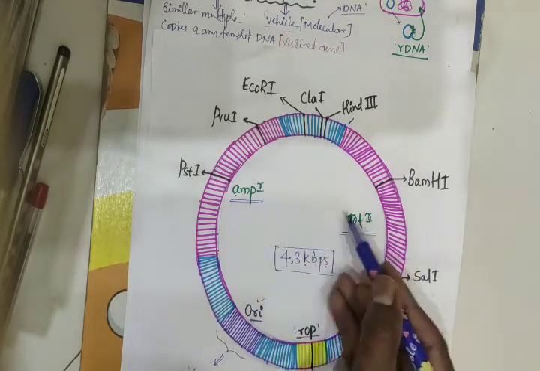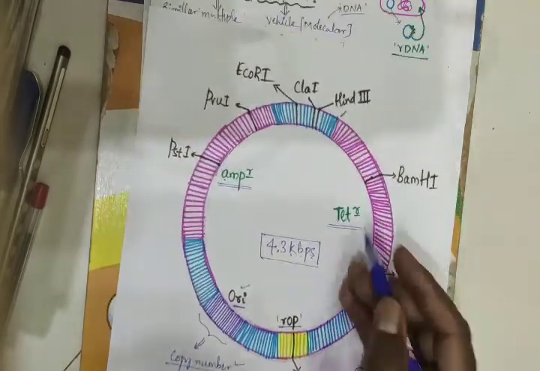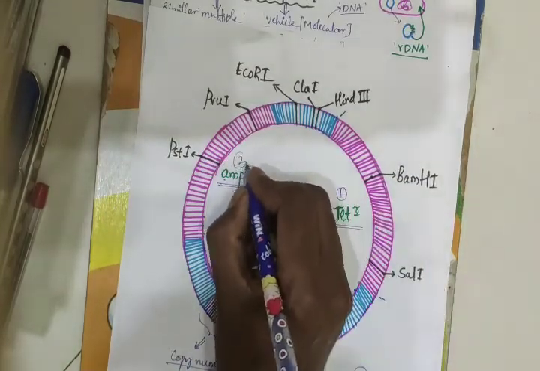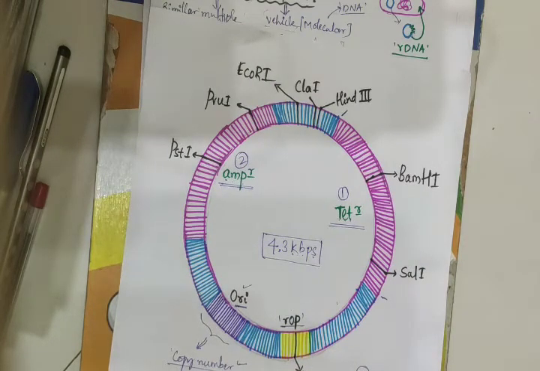Here R means resistant genes. That means both are antibiotic resistant genes. These two are antibiotic resistant genes. And both we will refer to as selectable markers.